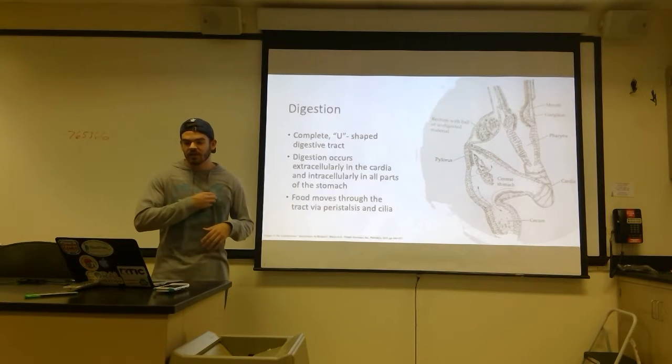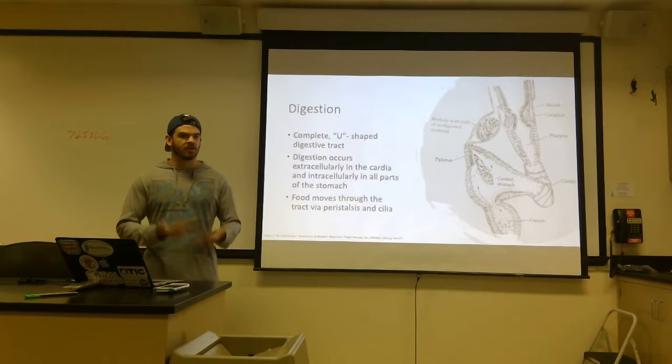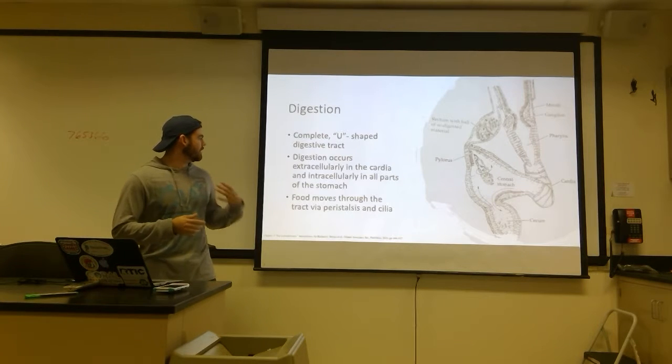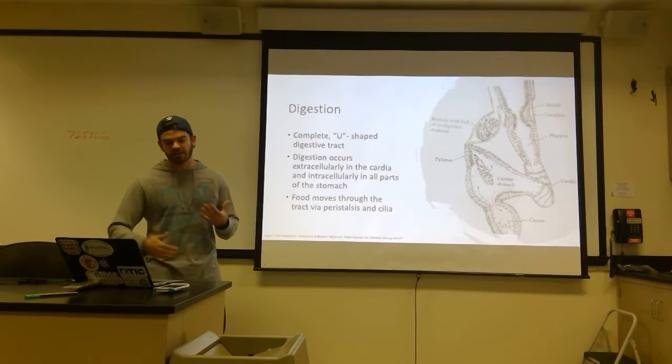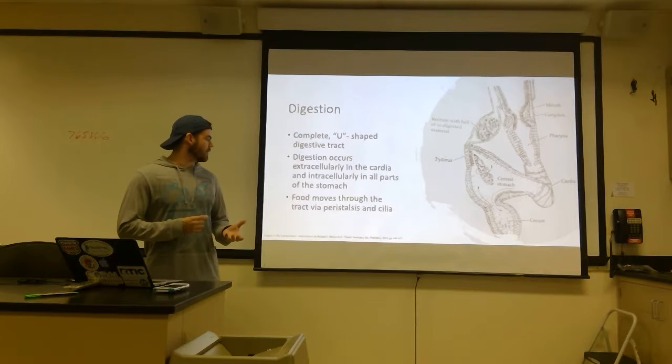Their digestion is very unique. They have a U-shaped digestive tract, just like the crinoids we've seen, and it occurs extracellularly in the cardia, which is a small valve that leads into the central stomach. It occurs intracellularly in all parts of the stomach.